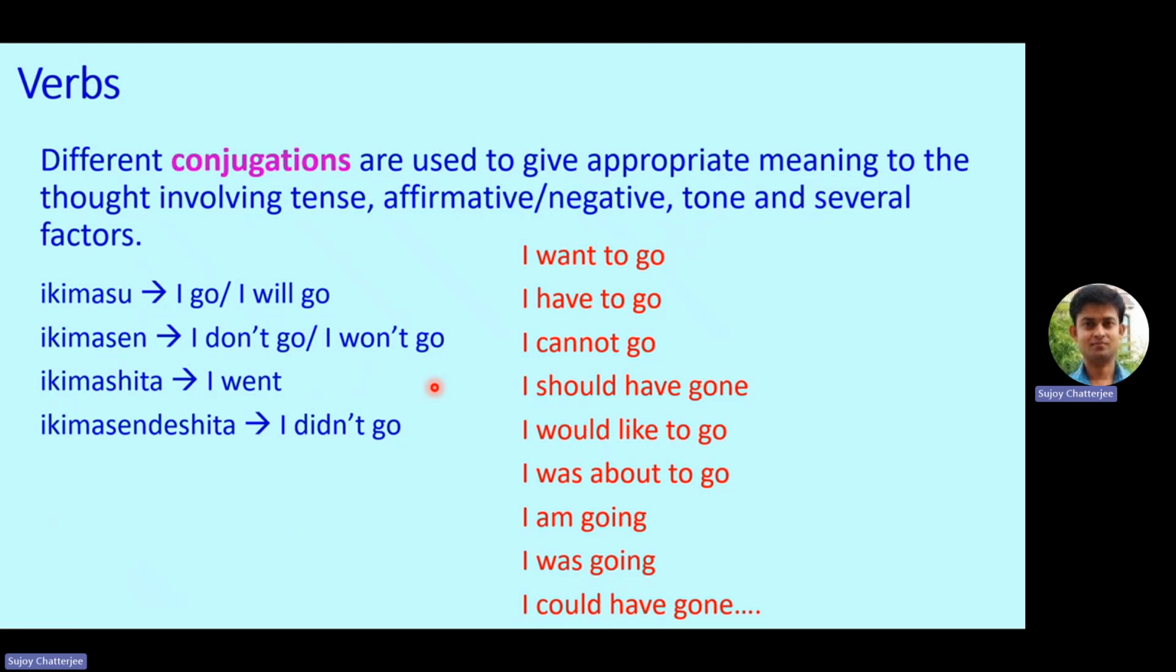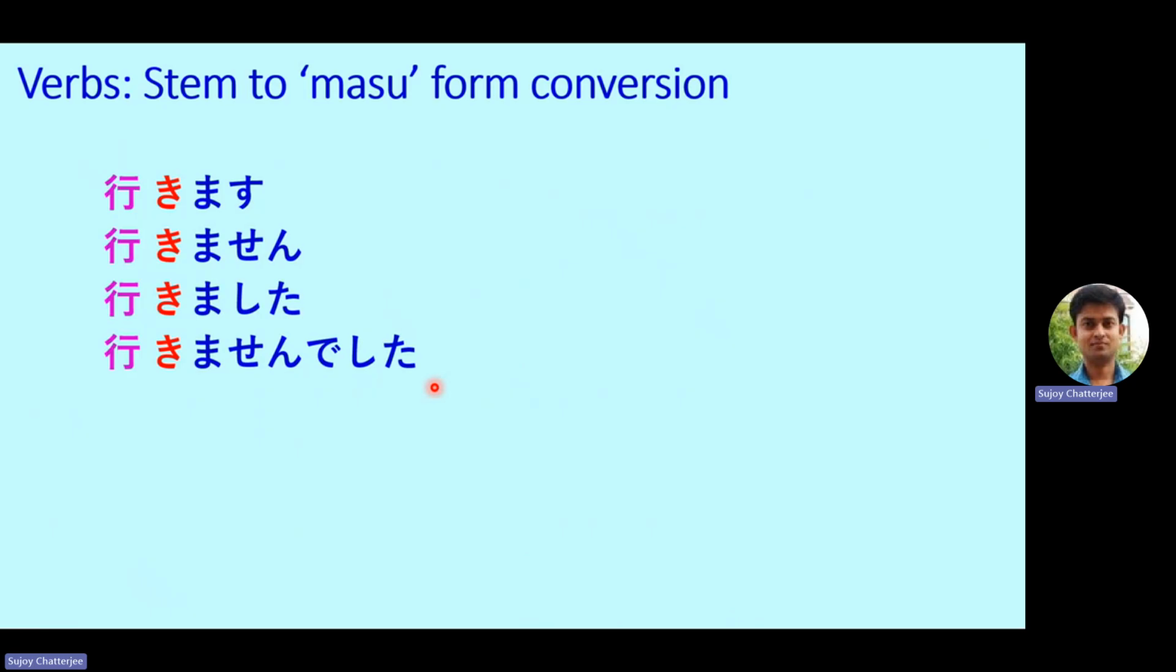So that means mas, masen, mashita and masendeshita are not the only four conjugations available, but there are many more other conjugations, and depending on what kind of thought we want to convey, we have to use that conjugation. But that is not the topic for today. Our topic is how we convert a root verb into the mass forms, that is mas, masen, mashita, and masendeshita. There are several rules that govern that, and in today's lesson we shall be learning that. So here we bring again the same example: ikimas, ikimasen, ikimashita, and ikimasen deshita.